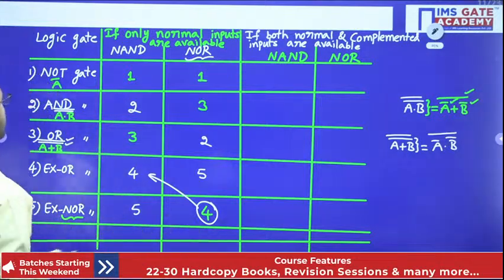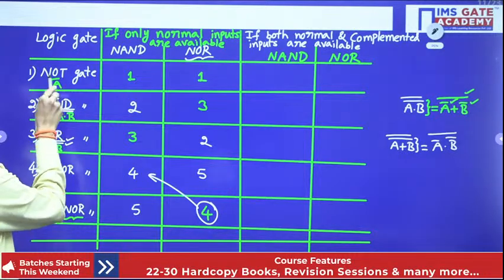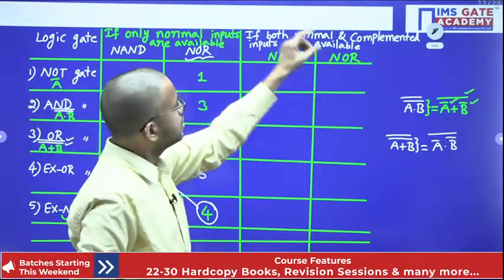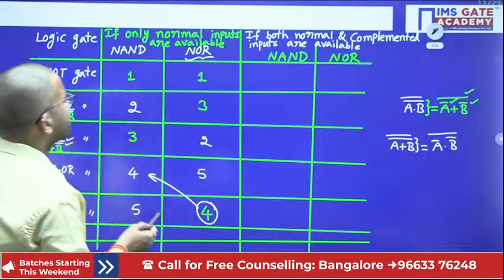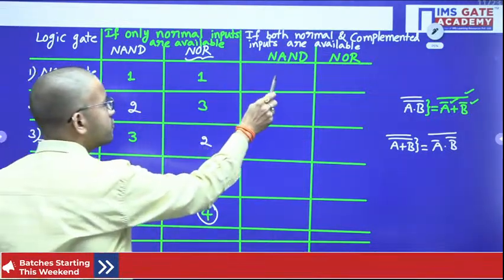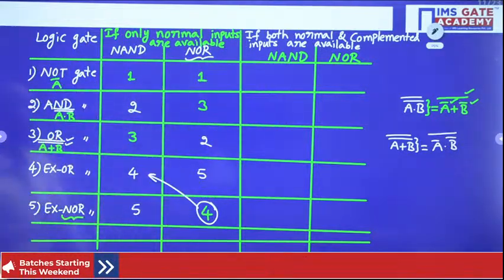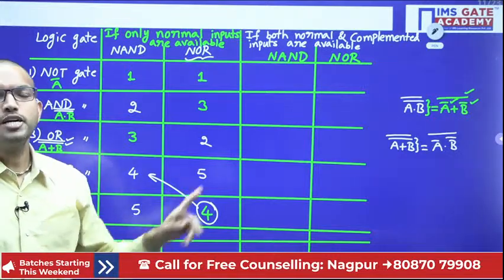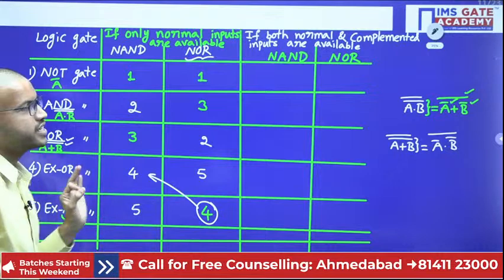Right. So here for the NOT gate, the output is what? A bar. And here read the question: inputs are available in both normal and complement form. That means now tell me, what is the minimum number of NAND gates required? What is the minimum number of NOR gates required for implementing the NOT gate? If you are able to answer this question, that means you can answer any question regarding these logic gates correctly.